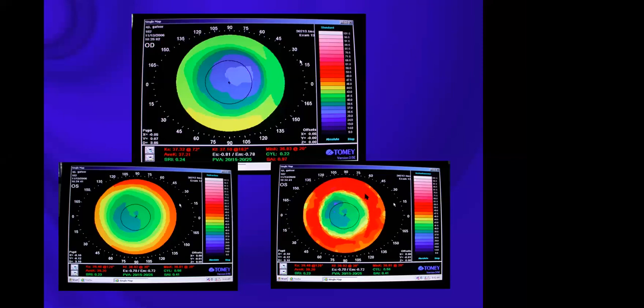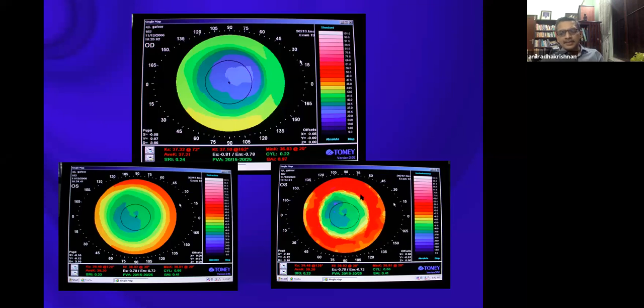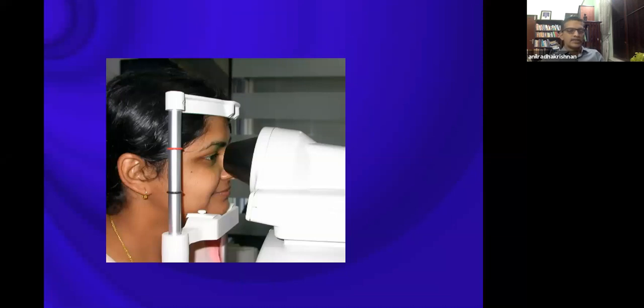But if you look at this area, how can this be steep? This is in relation to this particular point. That's why it is appearing red. So you can get erroneous information if you look into the instantaneous curvature map. So for all practical purposes, you have to look only at the axial curvature map.